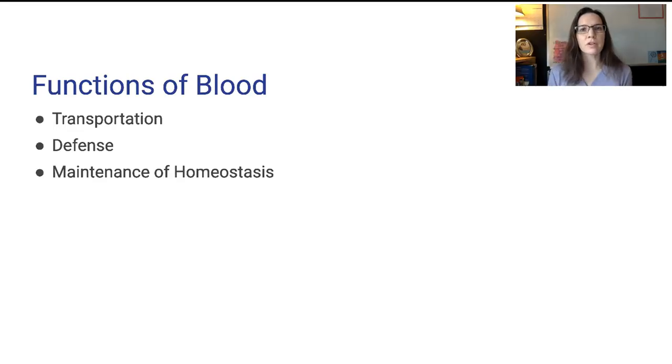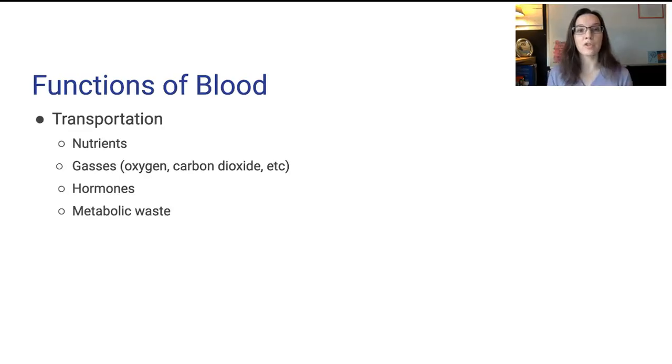So what are some functions of our blood? Well, we really have three main functions: transportation, defense, and the maintenance of homeostasis. And really, the transportation and defense, in a way, can also fall under this maintenance of homeostasis, but we'll talk about them as separate functions.